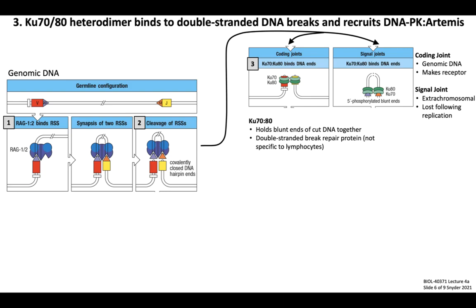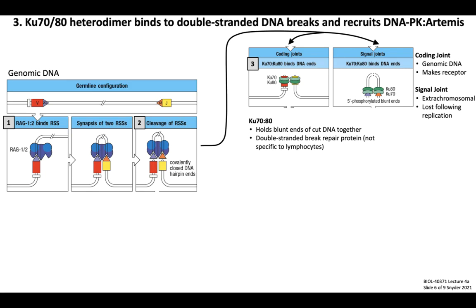The coding joint consists of DNA ends that were cut by the RAG complex, each of which form a hairpin structure. At this stage, the recombination site can then recruit a series of proteins associated with double-stranded break repair, and this is a form of DNA repair that's used ubiquitously in somatic cells. So keep in mind that unlike RAG1 and RAG2, these DNA repair proteins are not only expressed by lymphocytes. The third step in this process involves the recruitment of a repair enzyme called Ku, which is made up of Ku70 and Ku80 subunits.